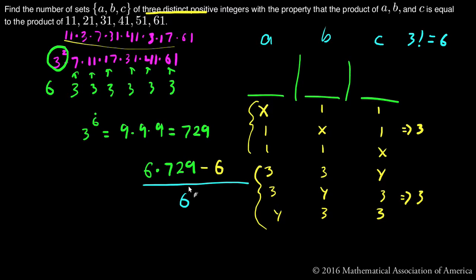And then I have to divide out the 6 for the repetition by 3 factorial, because ABC and ACB should be the same. And so I just go through this. I can divide out the 6 through everything, and so I will get 729 minus 1, which is 728.